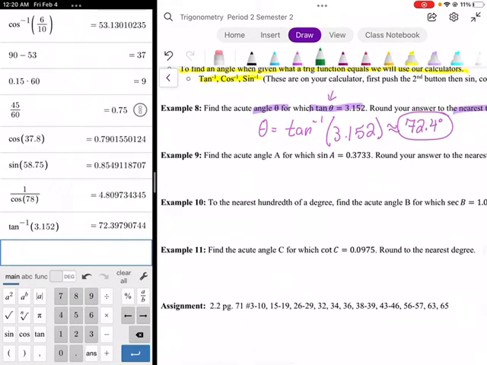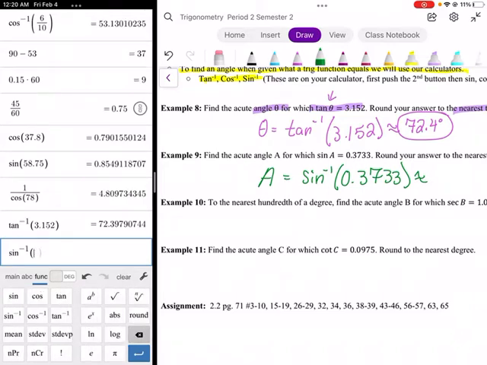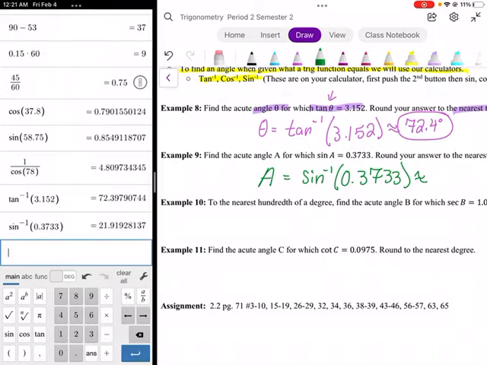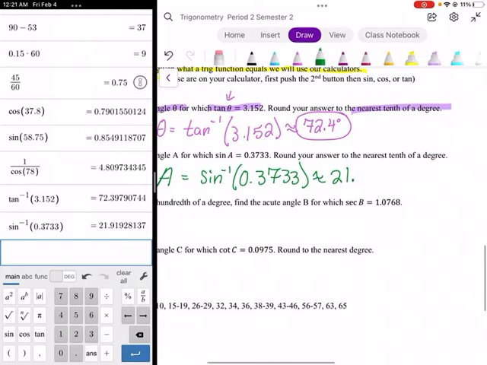Then we'll do the same thing if we have sine of A equals something. We'll have A equals the inverse sine of 0.3733. And this inverse function, again, will be giving us an angle measurement. And that will be about, to the nearest tenth of a degree again, 21.9 degrees.